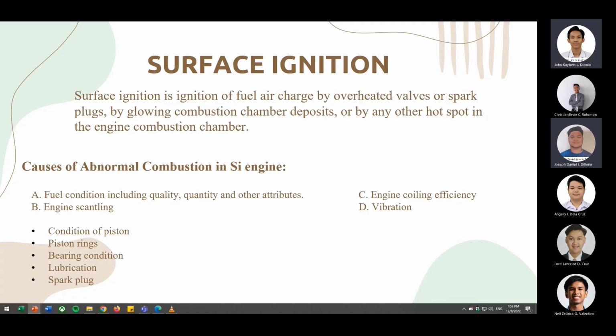Causes of abnormal combustion in an SI engine: the first is the fuel condition, including quality, quantity, and other attributes. Second is the engine geometrical size, where there is the condition of the piston, piston rings, bearing condition, lubrication, and spark plug. Third is the engine cooling efficiency, and the fourth is vibration. Next.